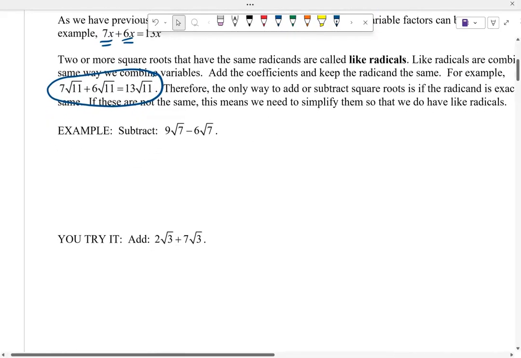Again, I check, are they both square roots? Yeah, they're both square roots. Do they both have the same thing underneath the square root? Yeah, they both have a 7 underneath the square root. So we can go ahead and add or subtract them. So 9 of those bananas minus 6 of those bananas is 3 bananas, right? 3 of those root 7s.